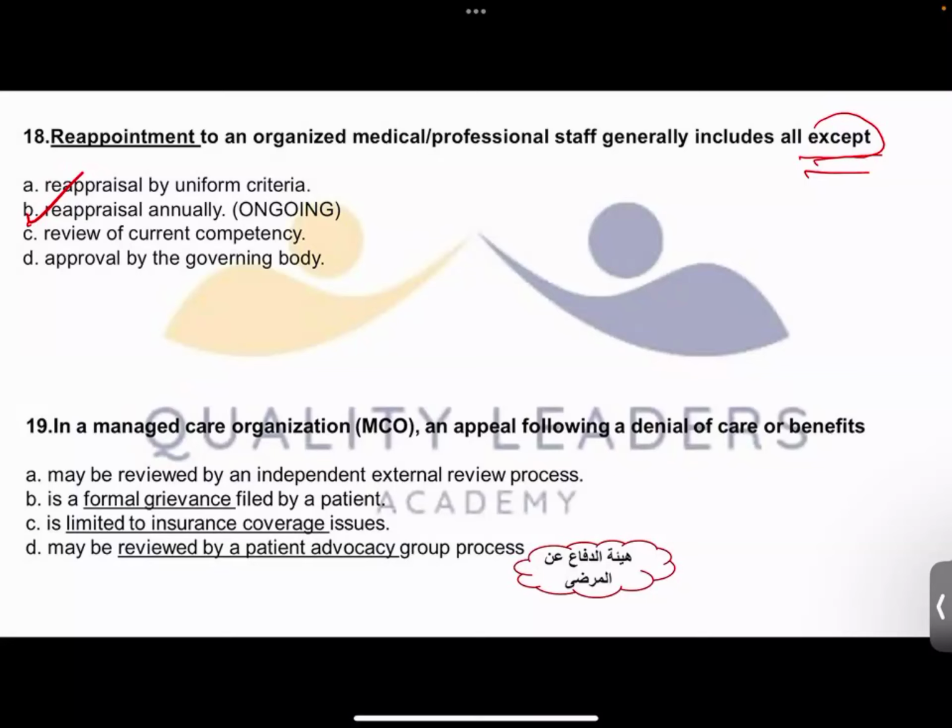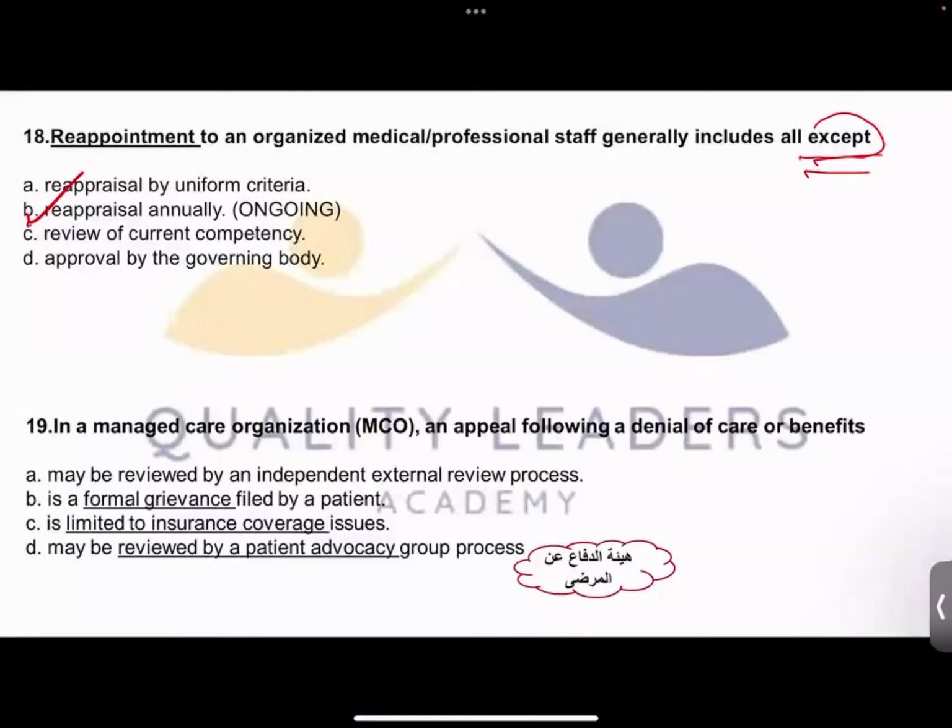Okay. For letter A, uniform criteria ensures fairness in evaluation. For letter C, reviewing the competency is essential for safe patient care and approval by the governing body. While letter D, governing body approval is mandatory. So letter B here is the answer, which is the false answer.